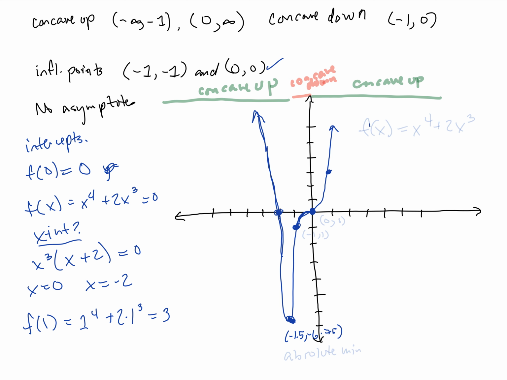So this is our sketch of the function f of x equals x to the 4th plus 2x cubed. It's not a perfect graph, but it's got some important points on it. It's got the x and y intercepts. It's got the inflection points 0, 0, and negative 1, negative 1. And this is actually not just our relative, but also our absolute minimum. And that is our function.